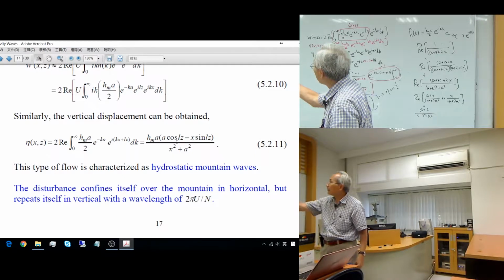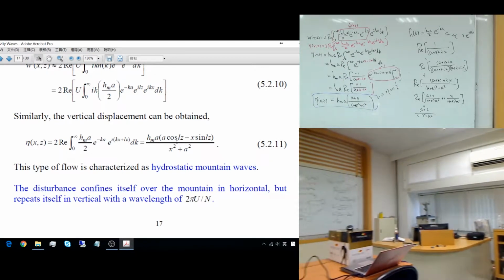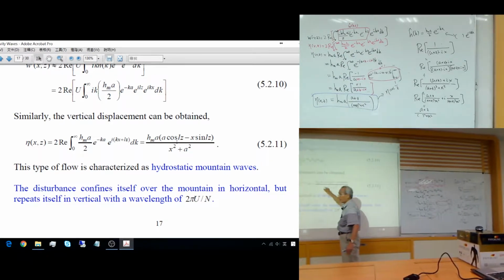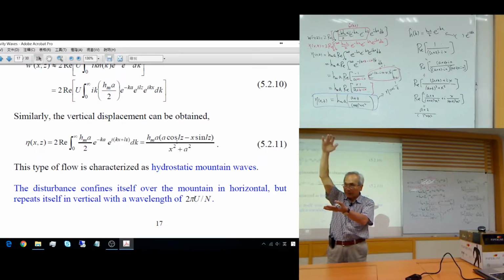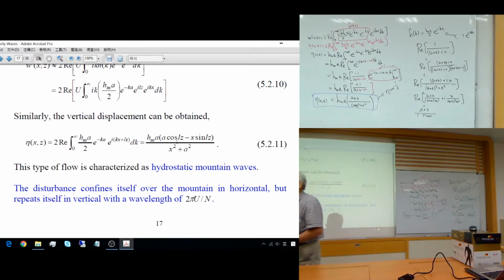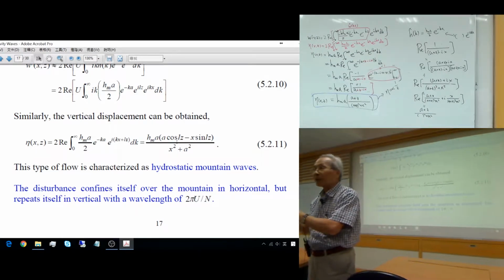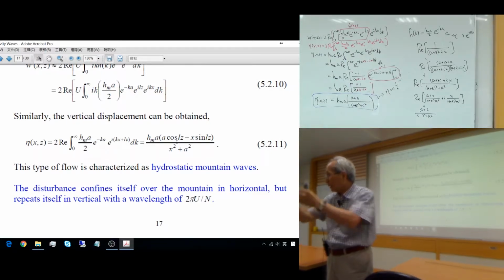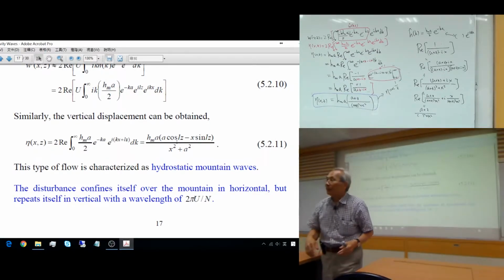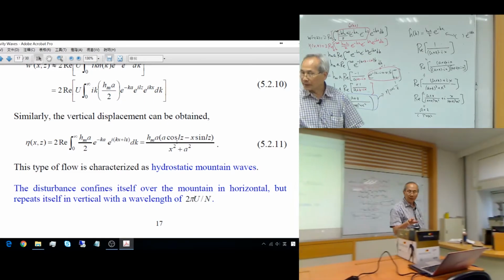This solution will repeat vertically, because in the vertical we have sine and cosine functions. That means the disturbance will repeat vertically. Of course, in the real atmosphere we don't have disturbance going to infinity because L squared is not constant, so some waves are reflected and some dissipated. Here we don't have dissipation. So this is a solution.